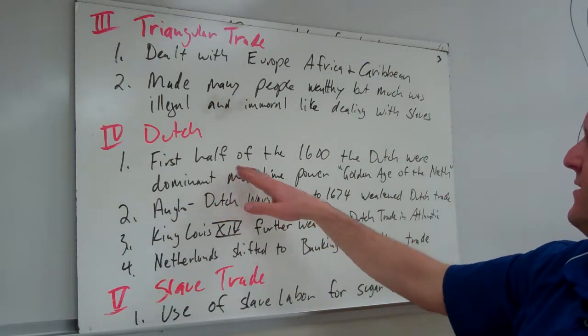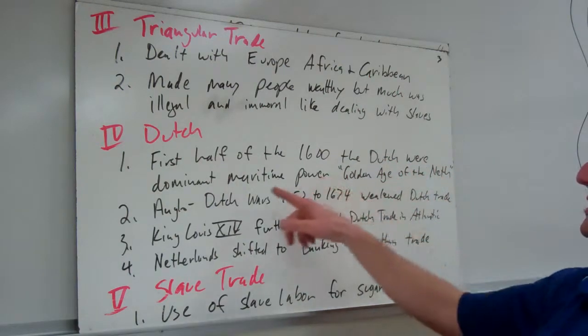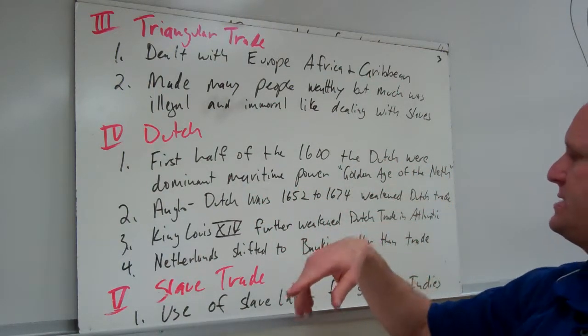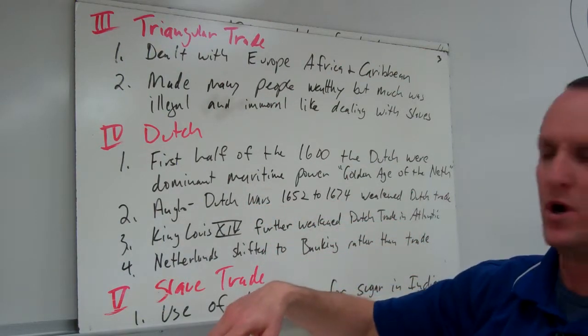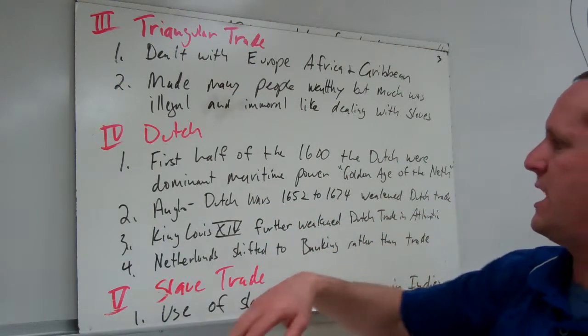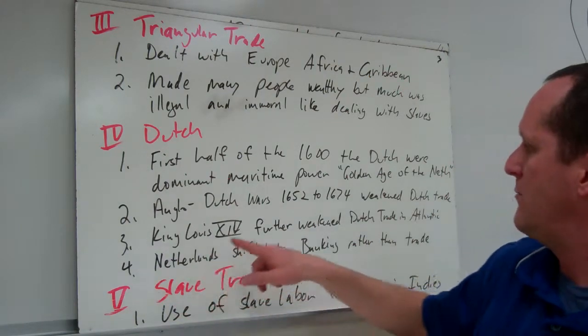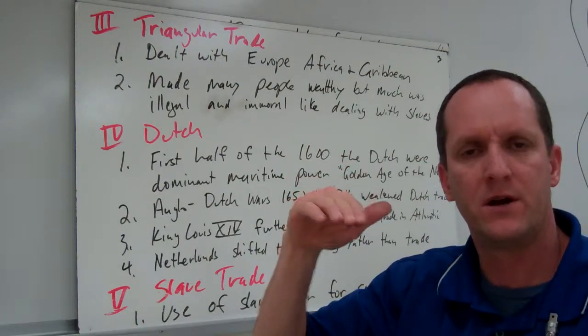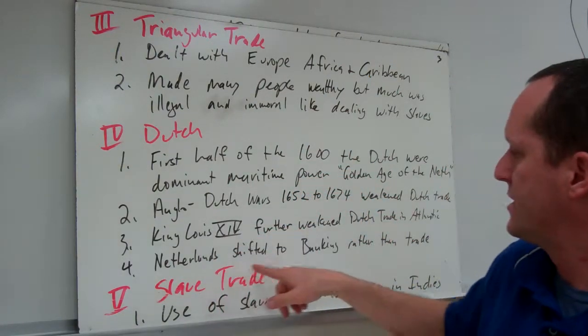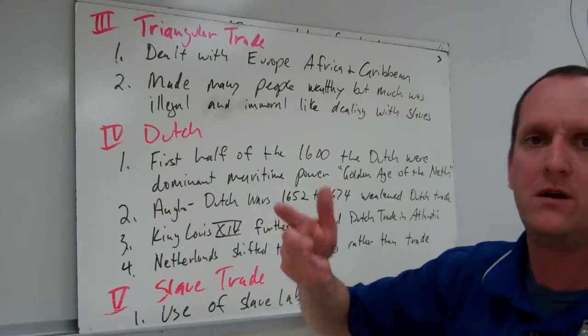Now, in the first half of the 1600s, the Dutch were the dominant maritime power, the golden age of the Netherlands. Anglo-Dutch wars between 1652 and 1674 weakened the Dutch trade. King Louis XIV also further weakened Dutch trade in the Atlantic. The Netherlands knew that their trade was declining, so they shifted to banking rather than trade and made a lot of money in banking.